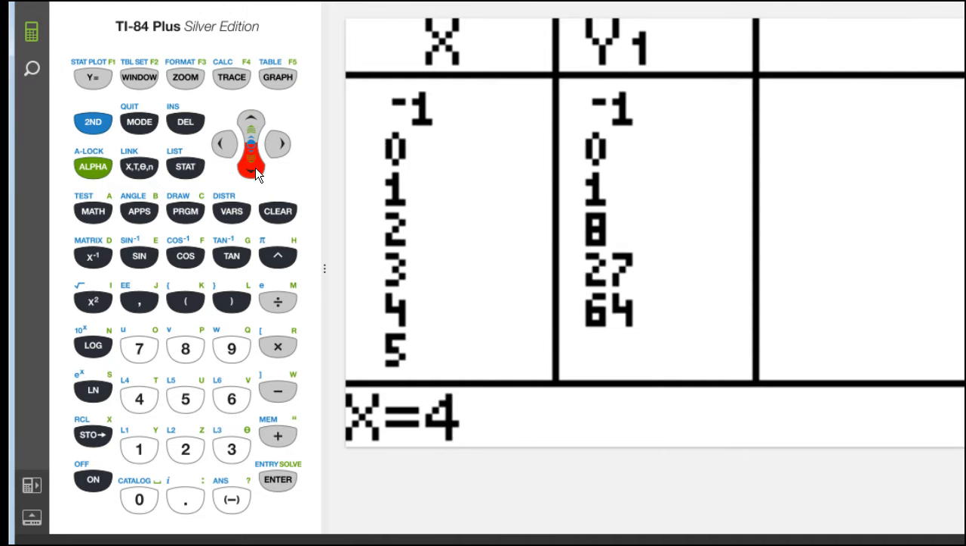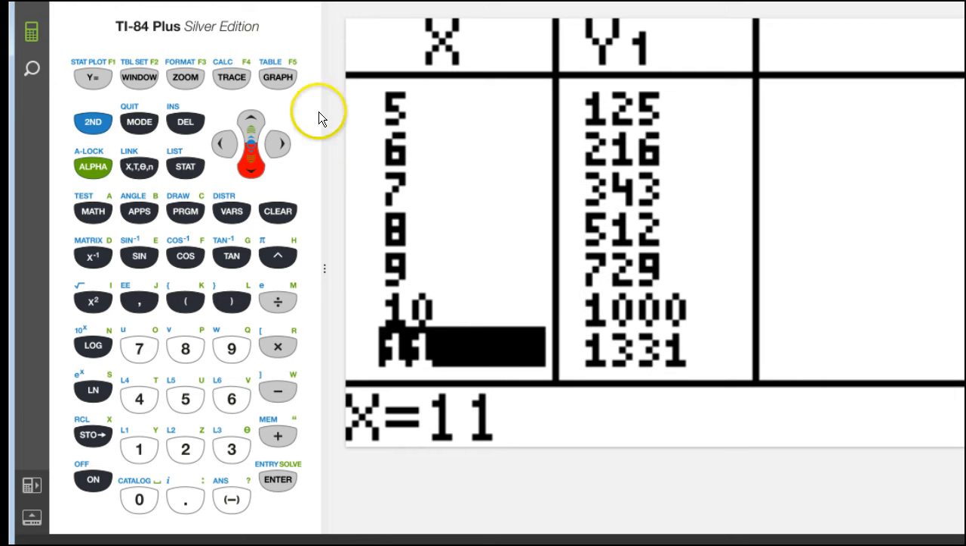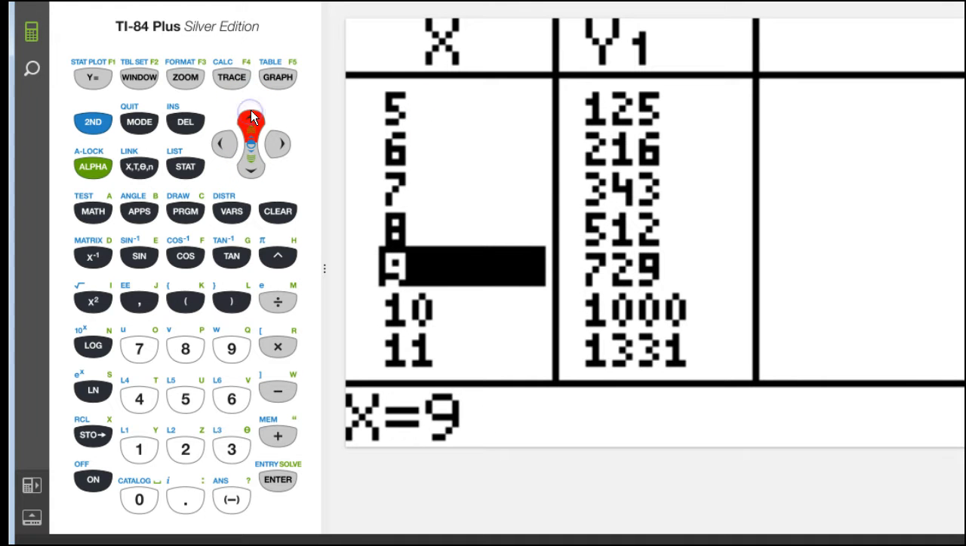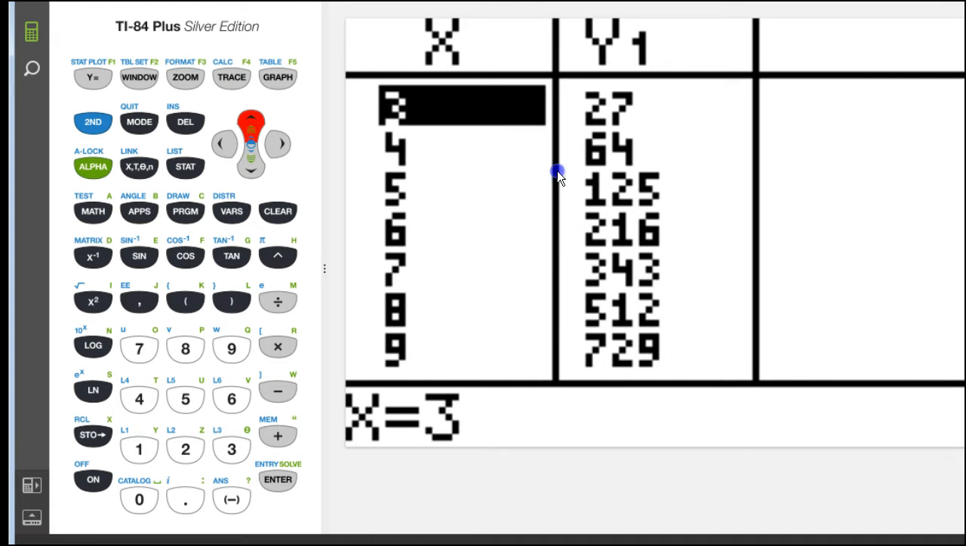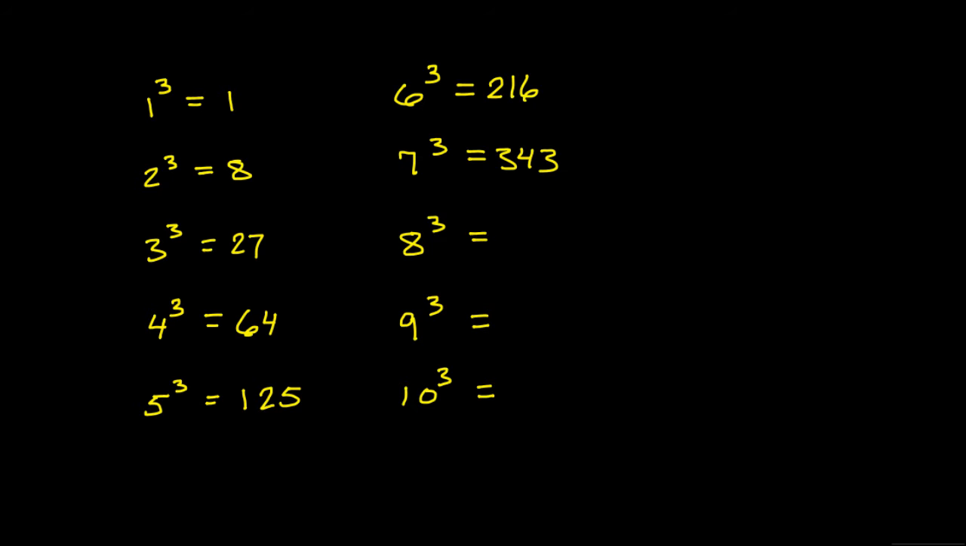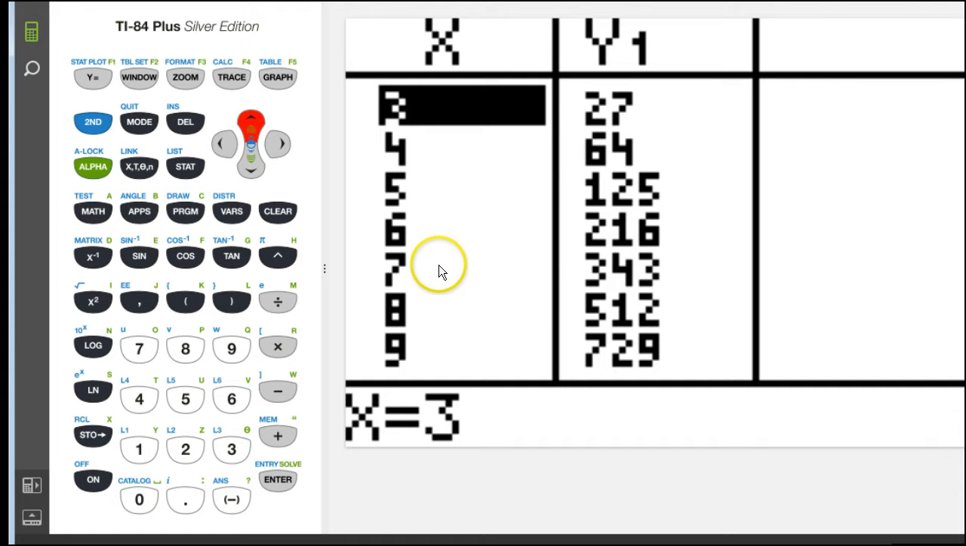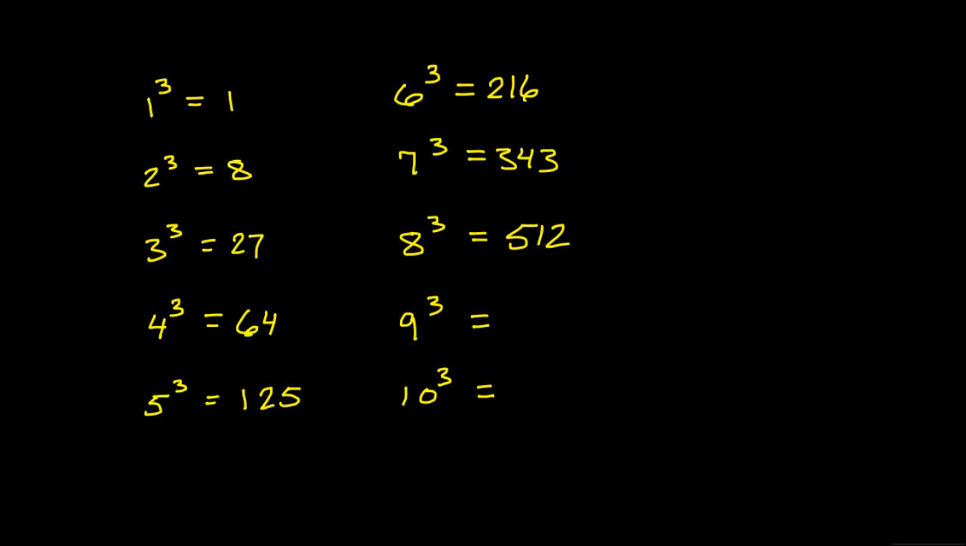So here's the list, and you can see the ones that we already had. I went one too far. Okay, with 3 to the third power, 4 to the third power, 5 to the third power, 6 to the third power, 7 to the third power. So 8 to the third power is 512. And 9 to the third power is 729. And of course, 10 to the third power is 1,000.